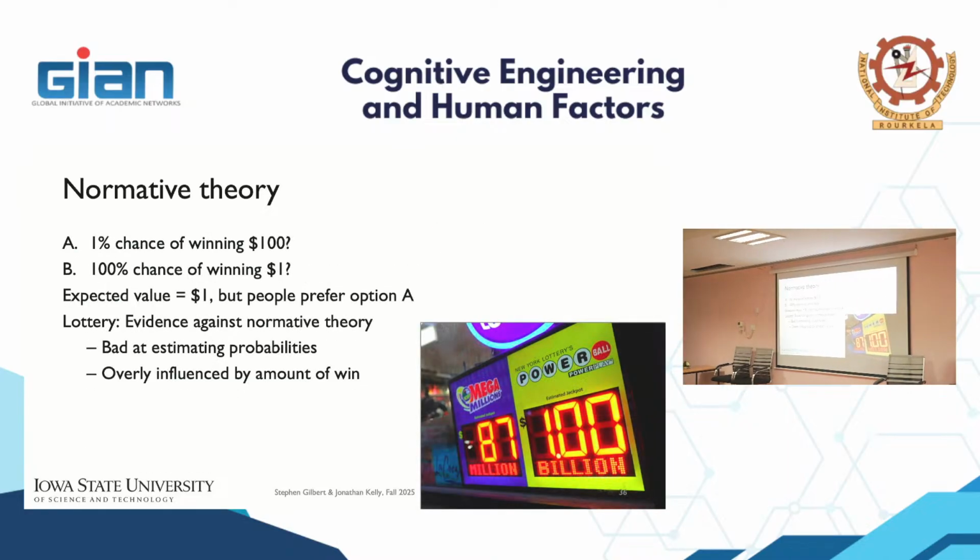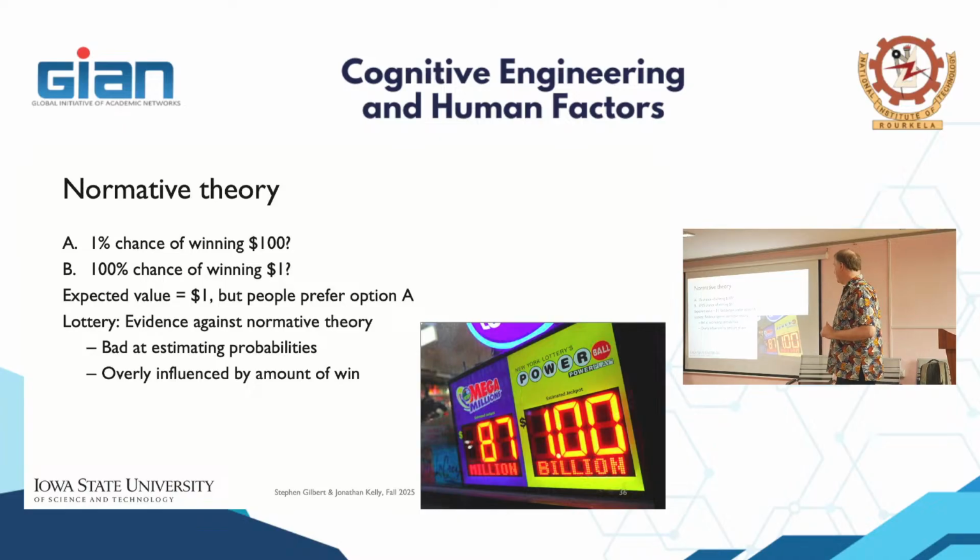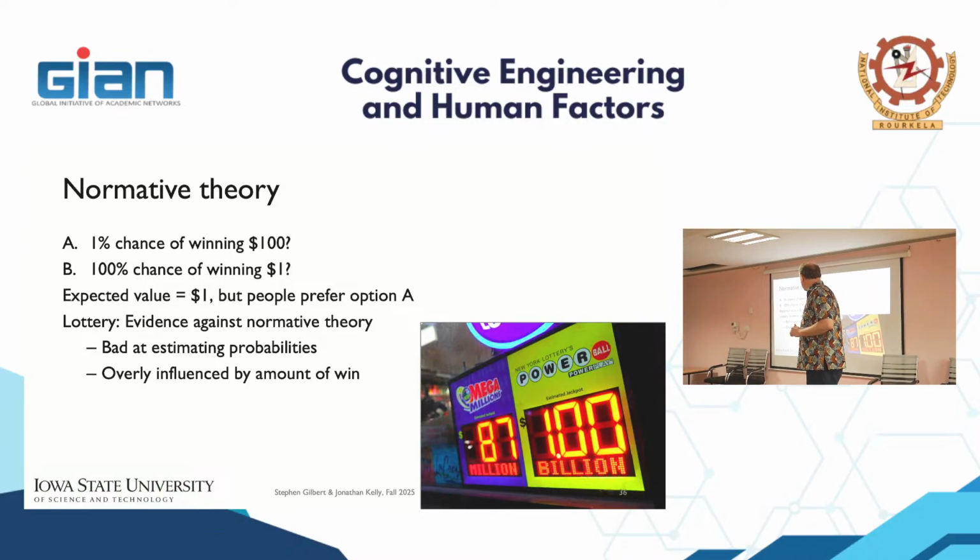Okay, here's another one. You've got A and B. A is a 1% chance of winning $100, or B is a 100% chance of winning $1. Which one do you want? Who wants A? Ria's like, I want to win the big money. Okay. Who wants B? They're like, I want my $1. All right. So what's interesting is that these have the same expected value. So you do the math, they're the same, right?